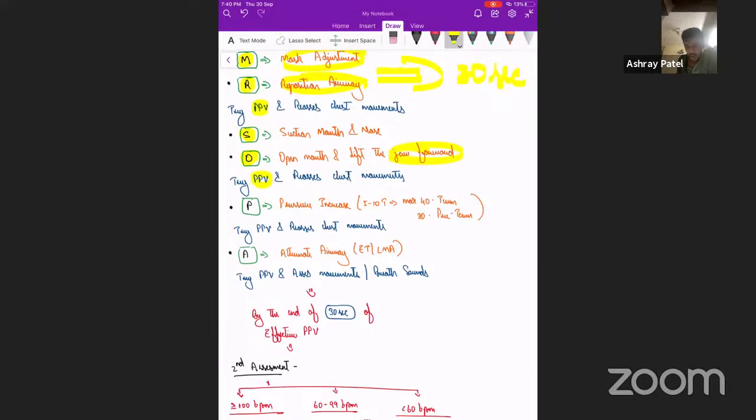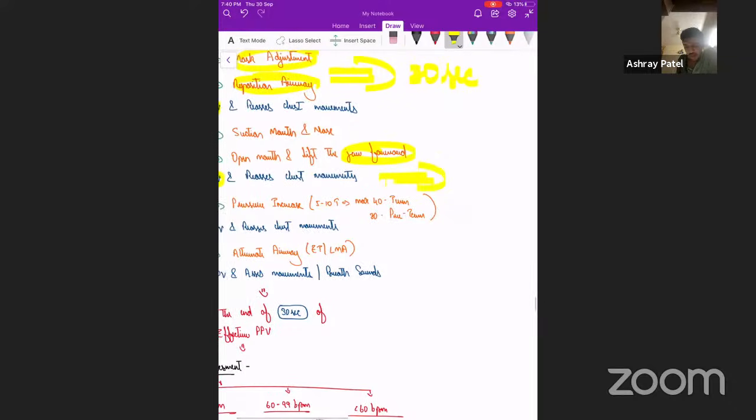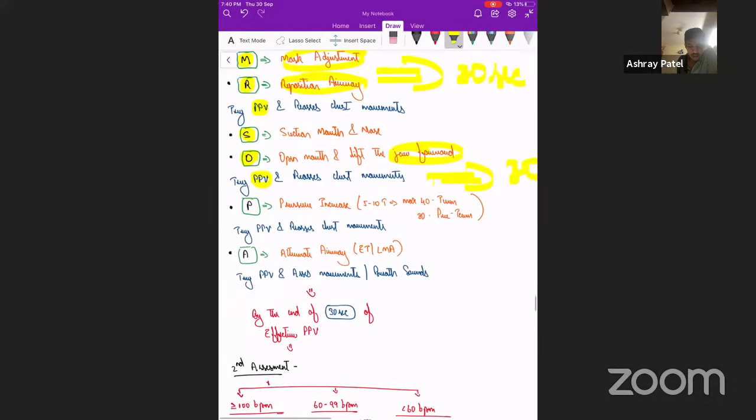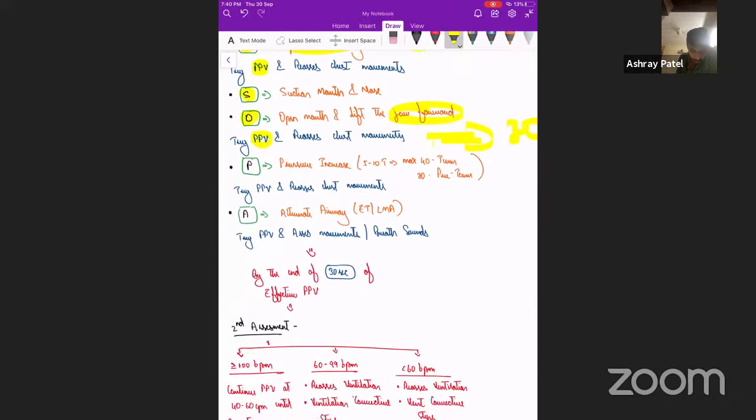Now if the chest is moving, again continue with the 30 seconds of bag and mask, 30 seconds of bag and mask. If still it is not moving, next step is to increase the pressure. Increase the pressure in increments of 5 to 10. In a term baby, we can go up to 40 centimeter of H2O. In a preterm baby, maximum pressure that can be given is 30 centimeter H2O.